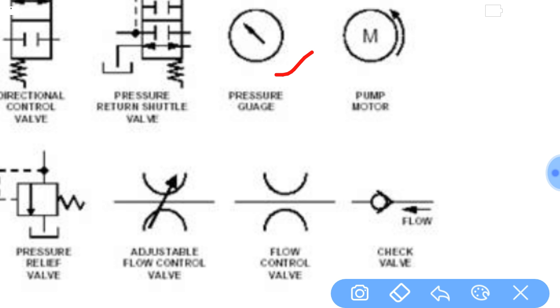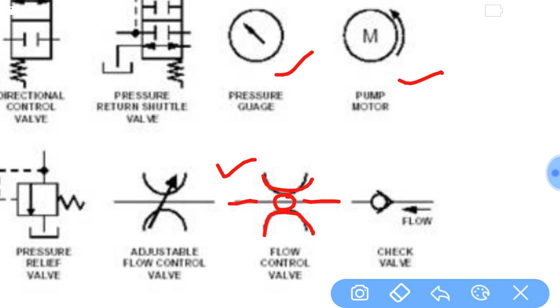This is one pressure gauge. This is a pump motor, and this is a flow control valve. Flow control valve, this is the connection, this is the connection, and this has circles that make a gallery for this flow. In actual, this will be an orifice. That orifice will control this flow.